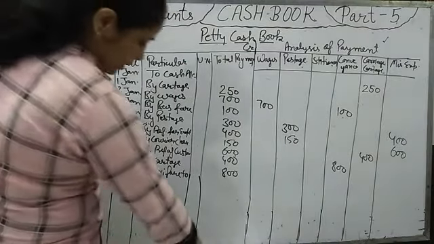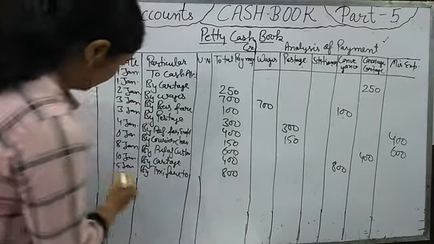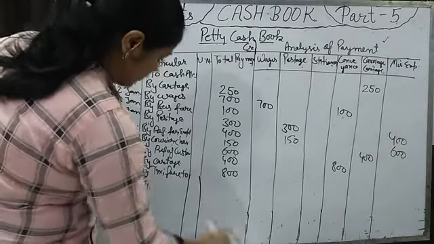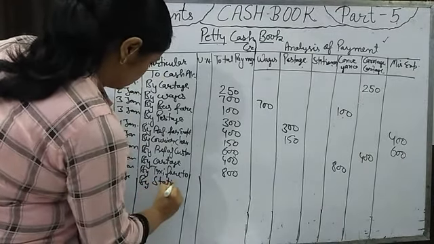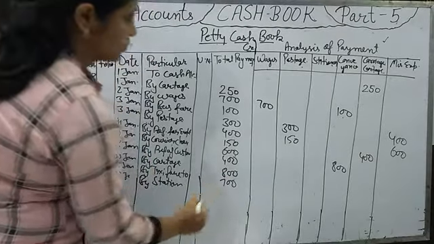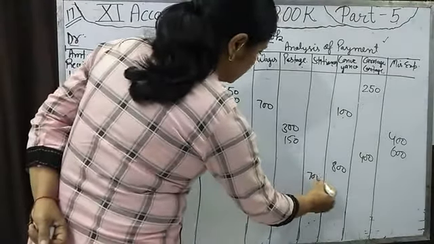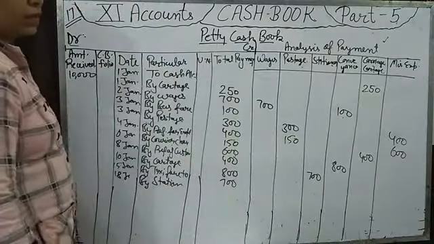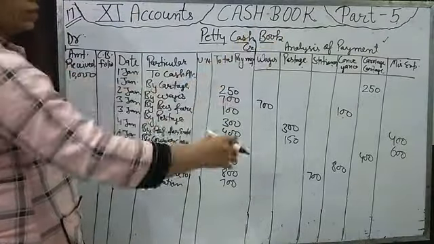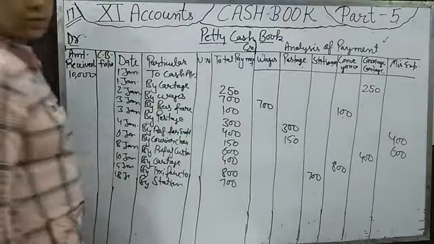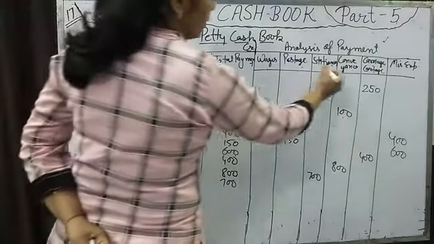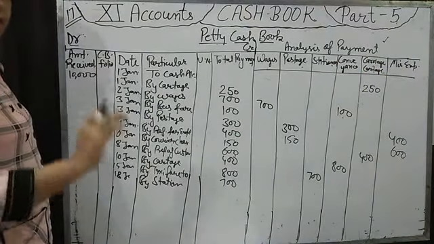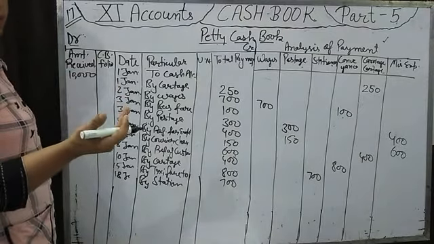Okay. Then after that, on 18th Jan, buy stationery 700. We will write in the stationery column. We will make only 6 columns. You can't make 5, 4, 7, 8. Okay. Those 6 columns are fixed. If any expense does not come in these 5 categories, then we will write that expense in the miscellaneous. Miscellaneous means different type of expense.